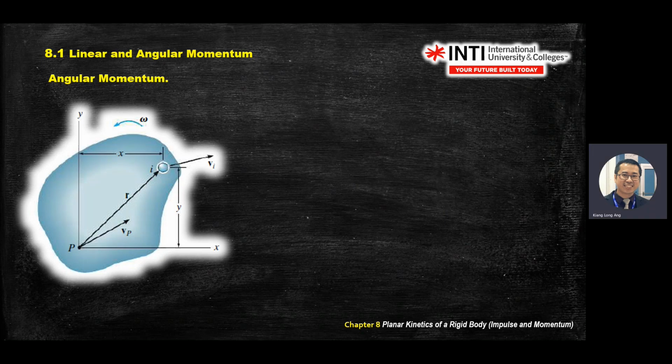What is angular? Angular involves rotation. Just now for linear, you link with V, so you need to link angular with V. There's one conversion equation linking V and angular, which is V equals omega R. So you just substitute this in when you want to do angular momentum.